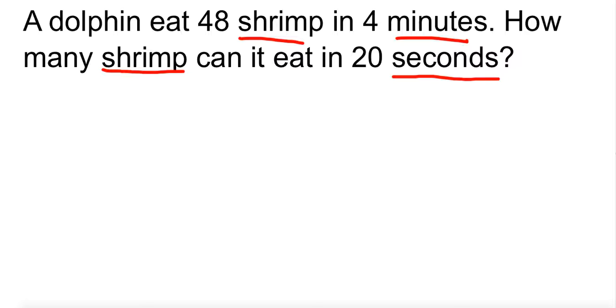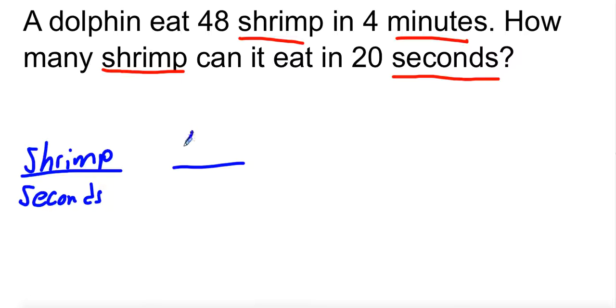Now, what I'm going to want to do is set up a word ratio so I can keep my proportion nice and organized. So I know one of my units is going to be shrimp, because we're trying to figure out how many shrimp the dolphin eats. And then I see that I have minutes and I have seconds over here. I'm going to want to convert everything to seconds, because I know how many seconds are in a minute or in 4 minutes. So I'm going to use my smaller unit here and convert things to seconds.